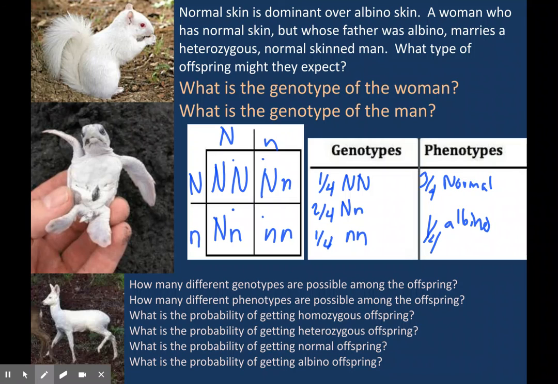What is the probability of getting homozygous offspring? Homozygous just means they have 2 of the same letter. So this would be homozygous and this would be homozygous. So 2 of the 4 would be homozygous. And then the probability of getting heterozygous would be the other 2 out of the 4. What is the probability of getting normal offspring? We said 3/4, and getting albino is going to be 1/4. All right, so those are single trait crosses.